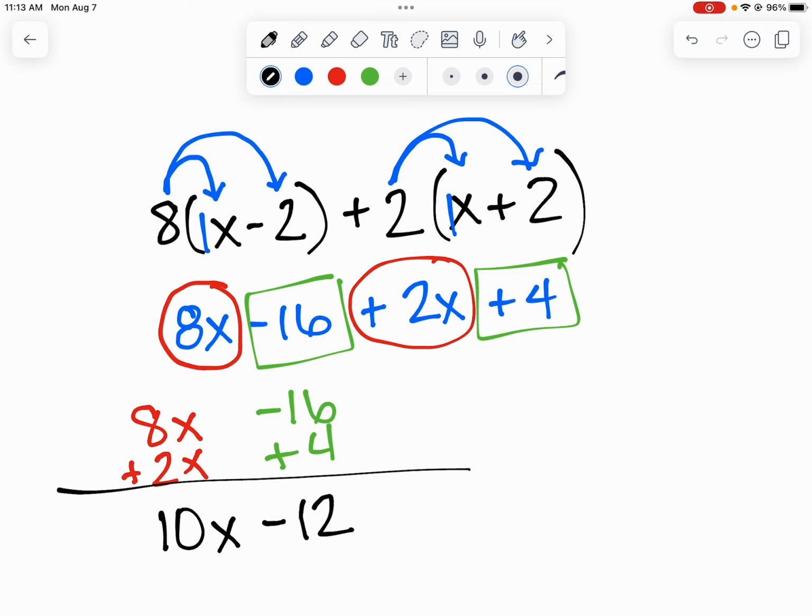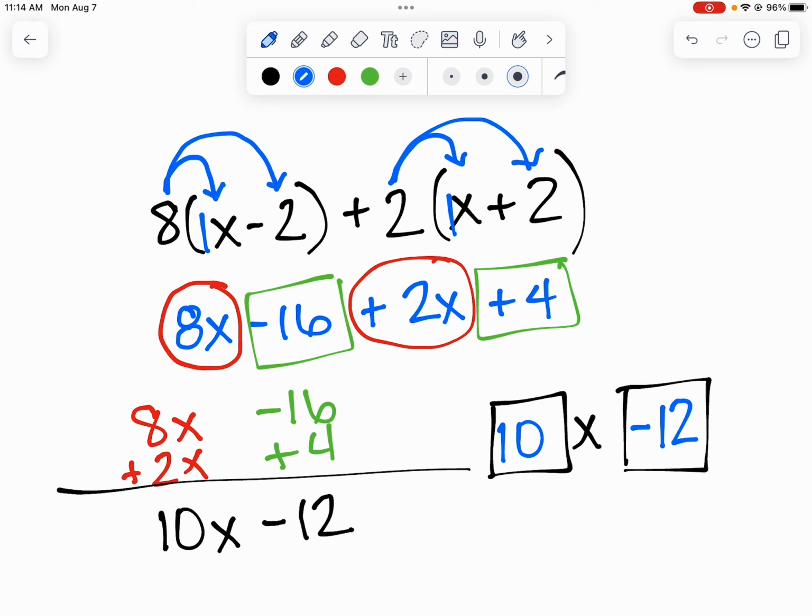Now when you enter your answer and you have boxes here, one has an x and then there's just another box. So the way we would do this so we don't mess up is we have a 10x in that first box. We don't put the x in the box because it's already there, and then a negative 12 in the second box.